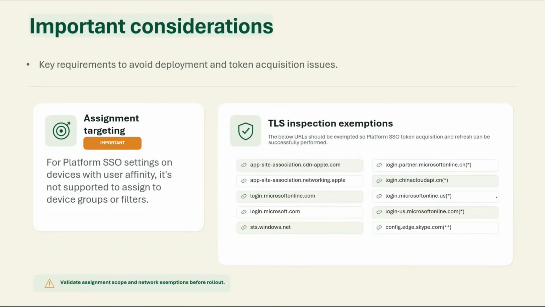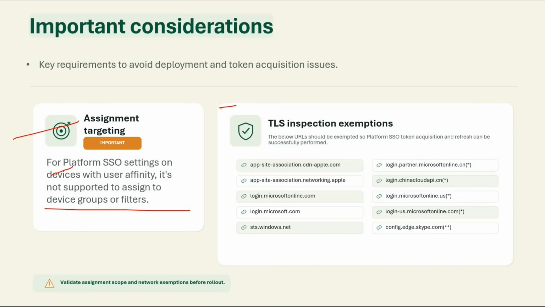All right. Now, there are a couple of important considerations that I would like us to keep in mind while doing a PSSO deployment. The first is the assignment. We need to carefully evaluate the assignment, because for the Platform SSO setting to come down on a device with user affinity, it is, as we have already seen in one of the earlier slides, not recommended, or not supported, to assign to a device group. So assign it to a user group, and do not use filters.